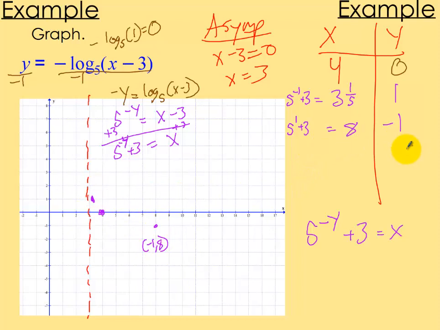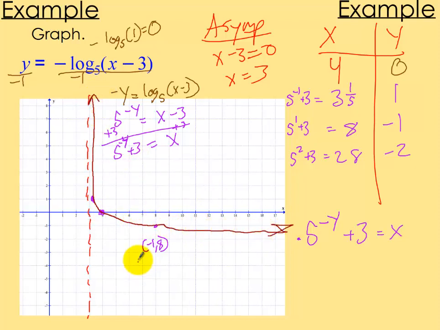And you can kind of see a pattern here. I'm going to try negative 2. So you get 5 to the positive 2 power plus 3. It's going to be 28. And that's going to be way over here, let's say. And you can see a curve happening, so I am going to start graphing it. So you should roughly have a shape like this. And that's your answer.